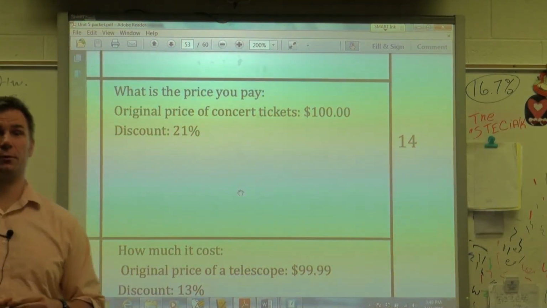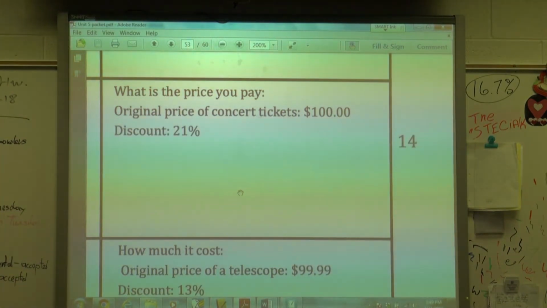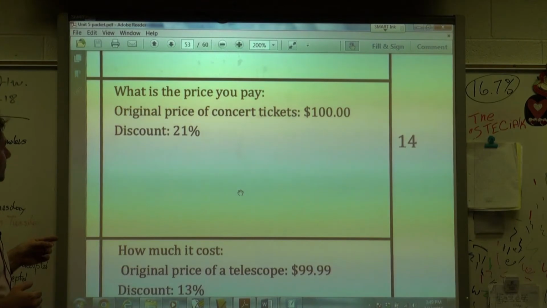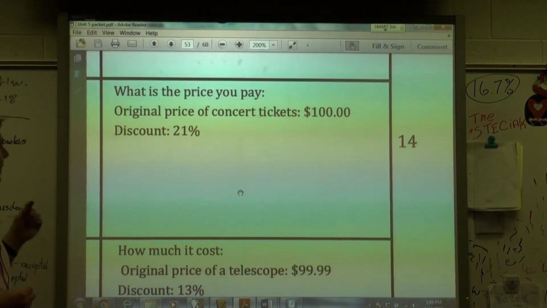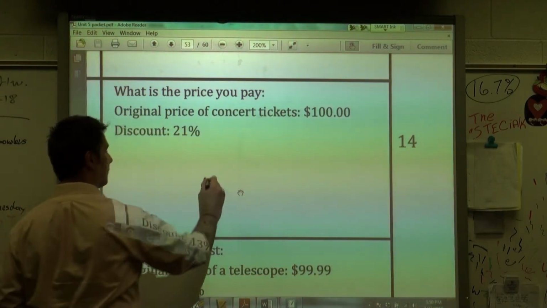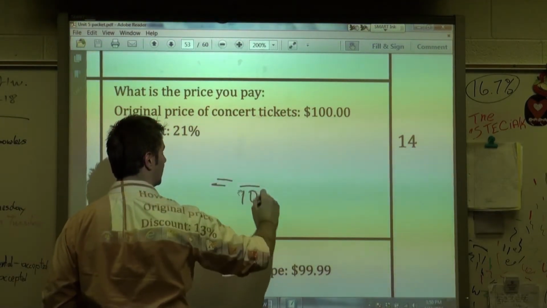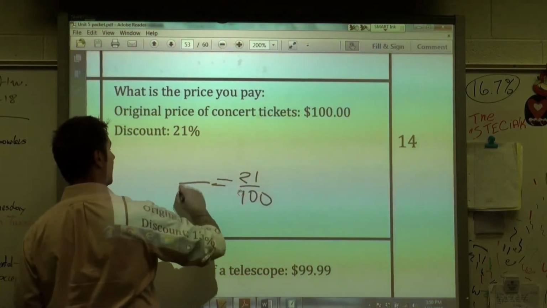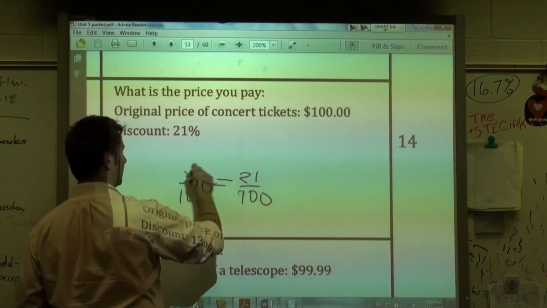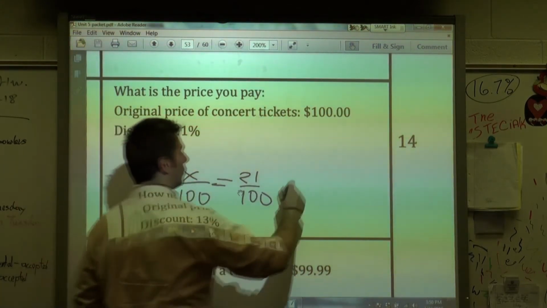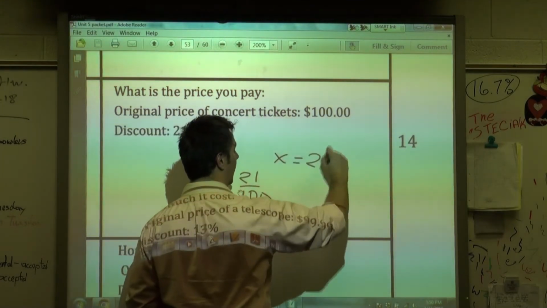Now, let's go to problem number 14. Here we have an example of a discount. What is the price you pay when the original price of concert tickets is $100 and the discount is 21%? Once again, using the same exact formula, we're looking for 21% of $100 equals X. When cross-multiplying, we know that X will equal 21.